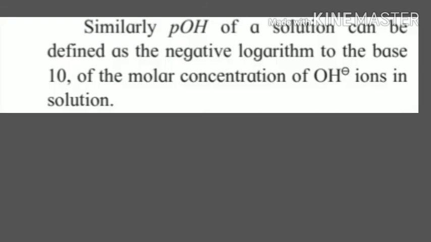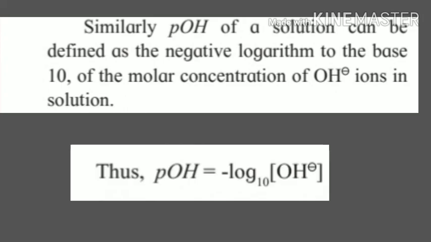Now let us study the definition of pOH. pOH is defined as the negative logarithm to the base 10 of the molar concentration of OH- ions in the solution. So now let us look at how the equation looks. It is written as pOH is equal to negative log to the base 10 of the molar concentration of OH- ions. I told you the square brackets represent the molar concentrations. So whatever is given in terms of the definition for pH and pOH, you just have to frame it in equation form.